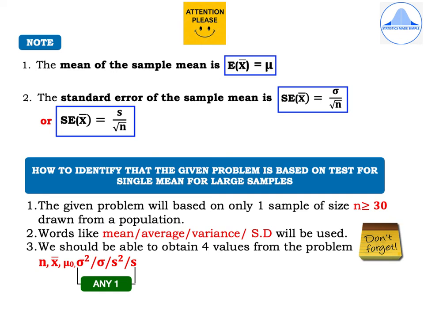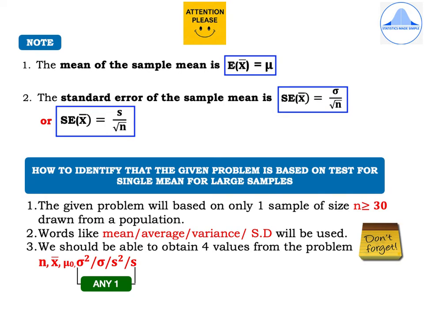What I'm going to explain now are important 1 and 2 markers. So please note that the mean of the sample mean. Now let us first understand the sentence, the mean of the sample mean. So the mean here is expectation, and the sample mean is denoted by x bar. So in terms of notations, it is E of x bar is equal to mu.